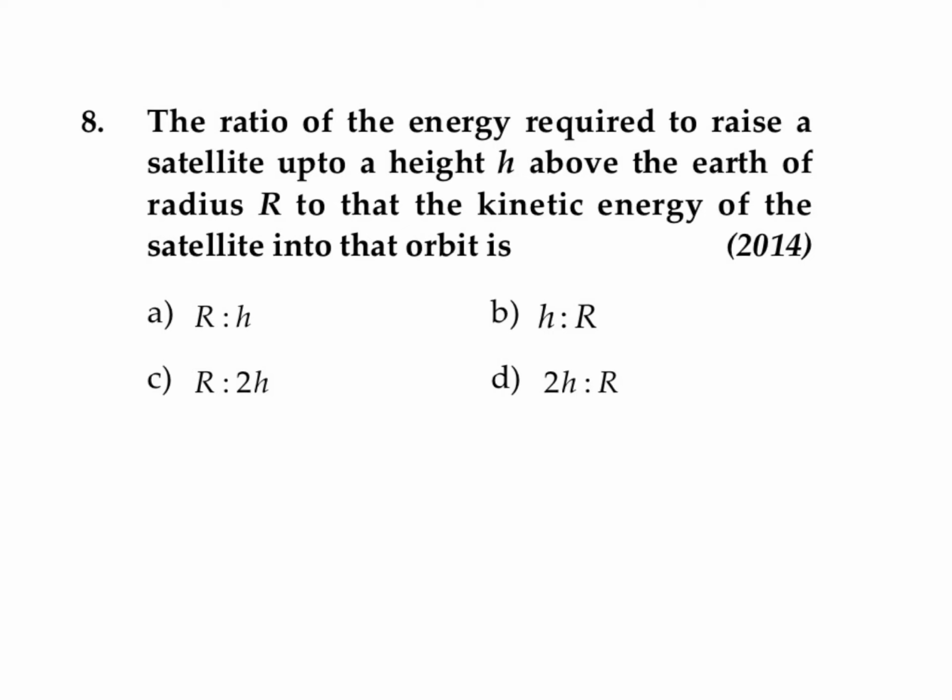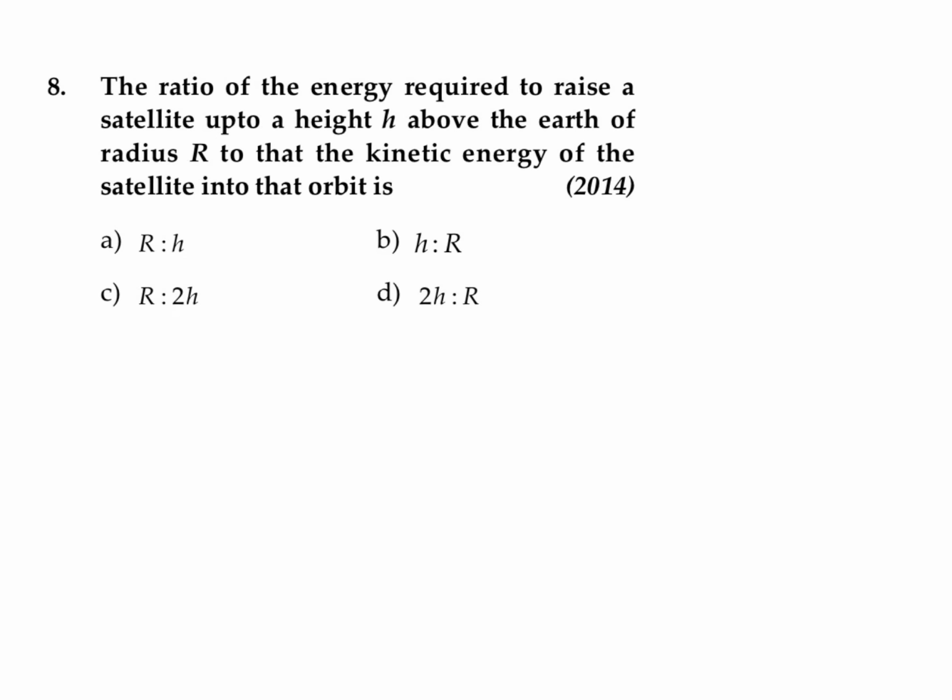The ratio of energy required to raise a satellite to a height h above the earth, to the radius r, to the kinetic energy of the satellite in the orbit is... So basically our aim is to find the ratio of the energy required to raise the satellite from the surface to a height h. Assume that initially it was on the surface. Now we need to raise it up to a particular height, let's say h.